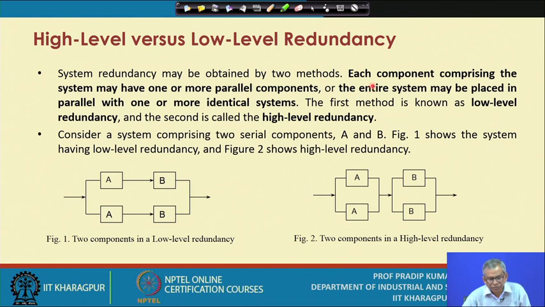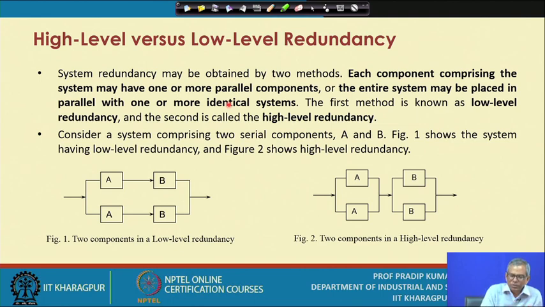In the first method, each component comprising the system may have one or more parallel components. That means the extra protection is to be given. That is the first approach. The second one is that the entire system may be placed in parallel with one or more identical systems. In the first case, the system remains the same, you are not adding a new system. Against each component in the system you are adding one or more components in parallel.